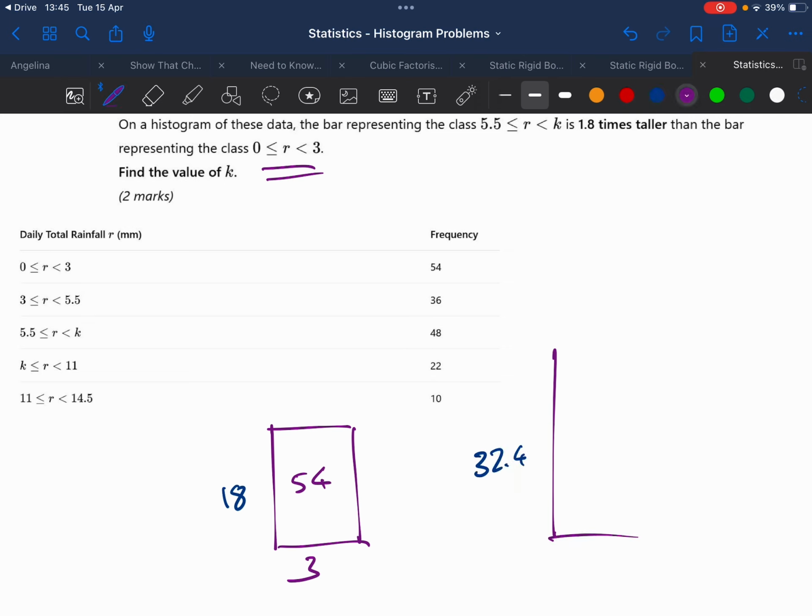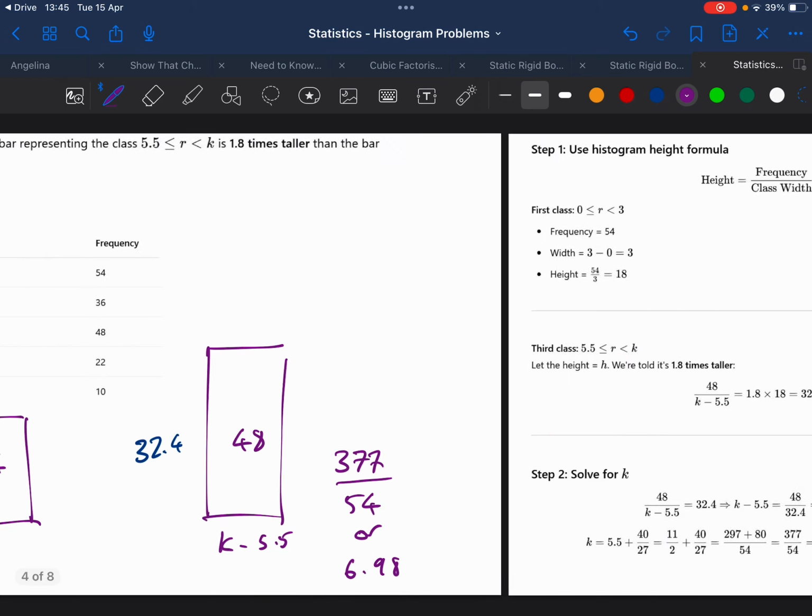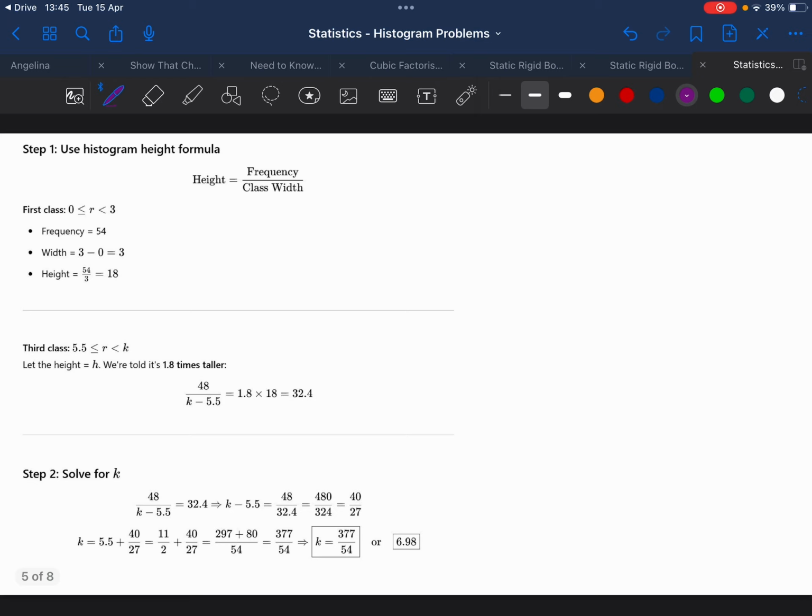And the bar itself is in terms of K again, so it's K minus 5.5. And the area is 48. So I get a final answer of 377 over 54, or if you prefer, 6.98, which again works in the context of the question. And there is the neat version there.